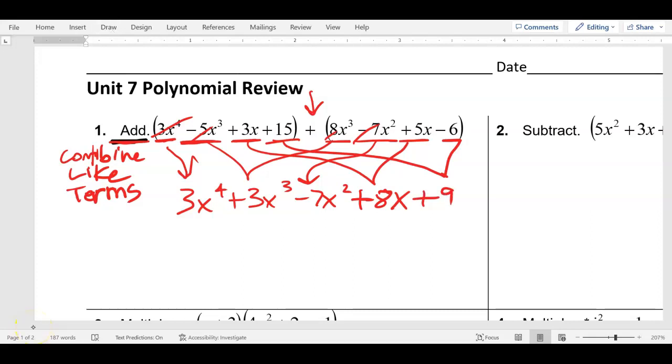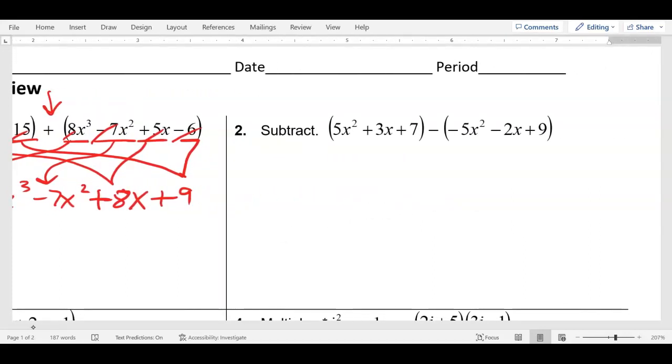We've successfully combined like terms or just brought down the term that we need because it's the only one. Okay, so the easiest one is adding, number 2, subtracting. Okay, you have to change the signs over here and then combine like terms.